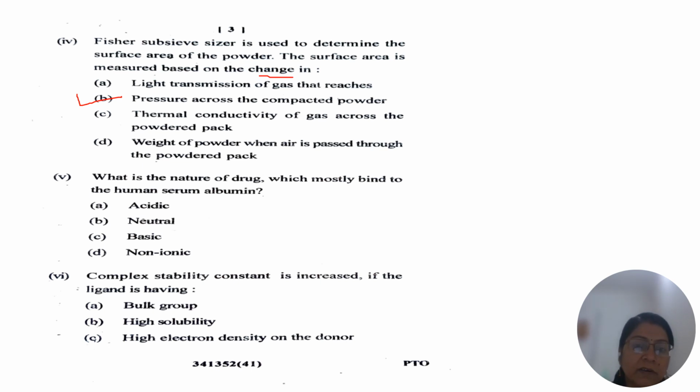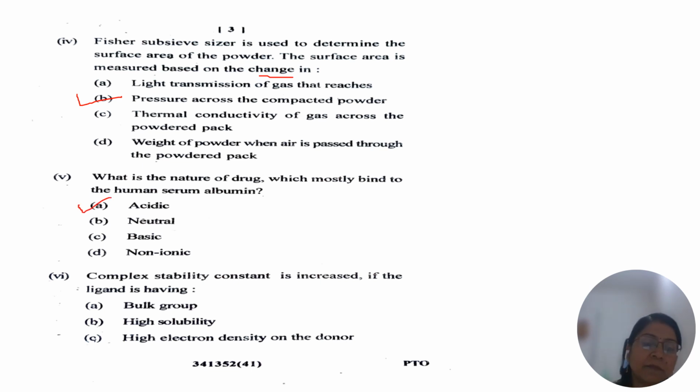What is the nature of the drug which commonly binds to human serum albumin? This question is related with protein drug binding, and while we have studied the protein drug binding, we know what type of proteins bind to which type of drugs. Like albumin binds to basically acidic and neutral drugs, but here though both the options are there, mostly it binds to acidic drugs. So answer will be acidic drugs.